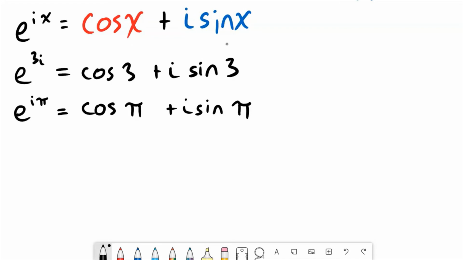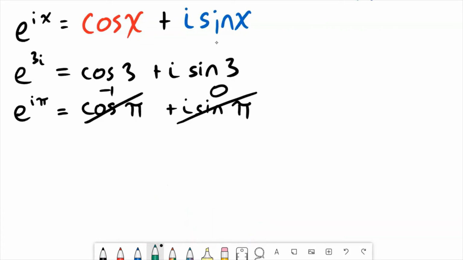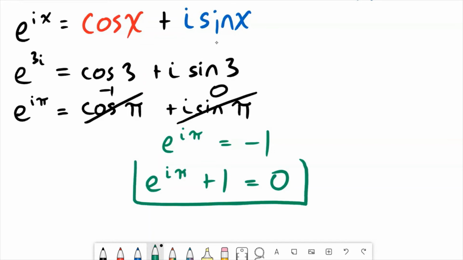What do we get? Cosine of pi, -1. Sine of pi, 0. So this whole thing goes to 0. What do I end up with? I end up with this identity. e to the i pi is equal to -1. So e to the i pi plus 1 is equal to 0. This is the identity we're after.